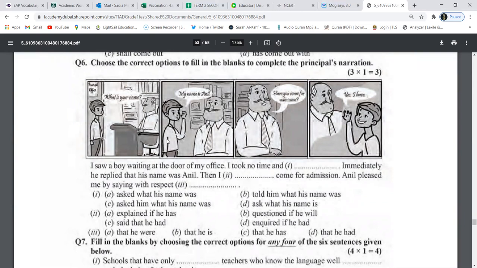Is your name? My name is, have you come for? Yes.